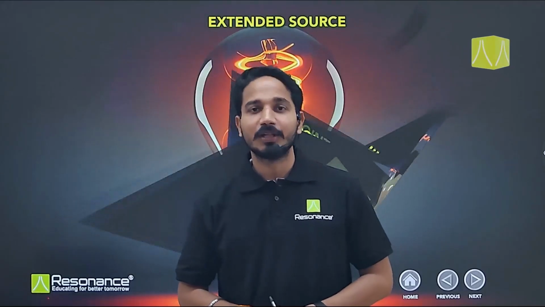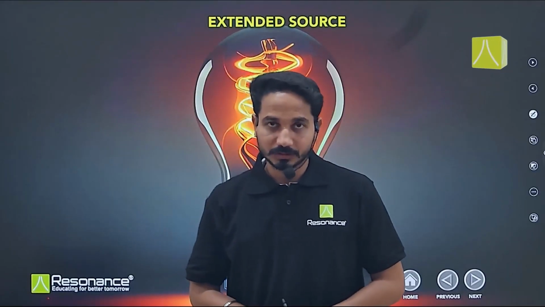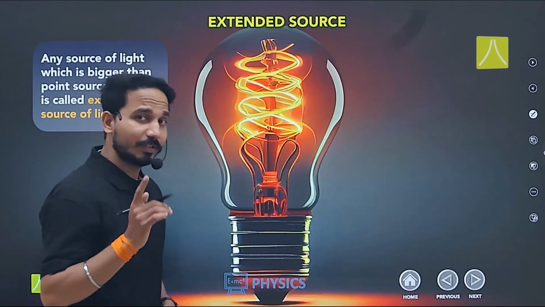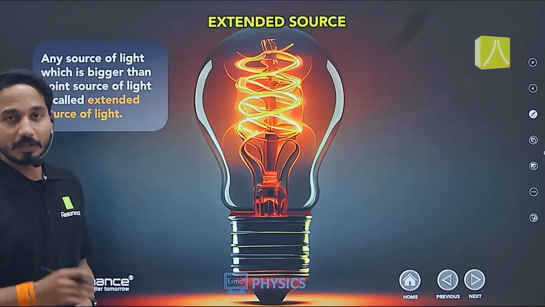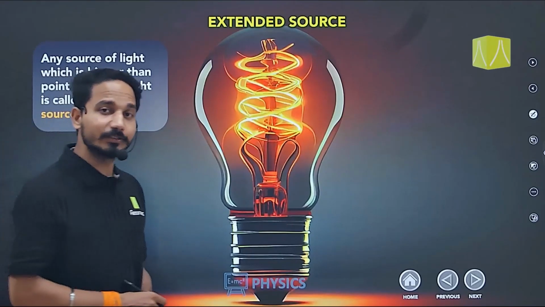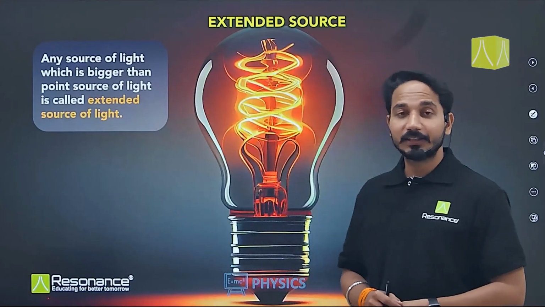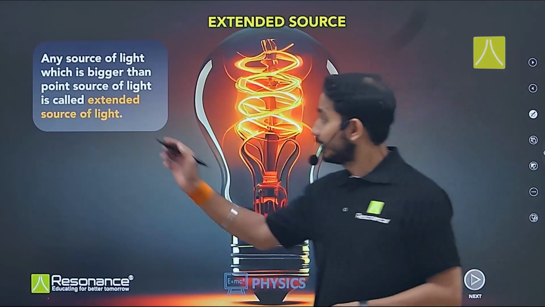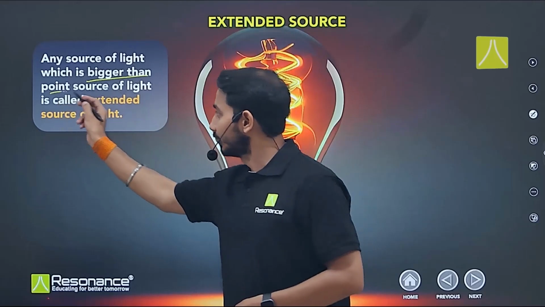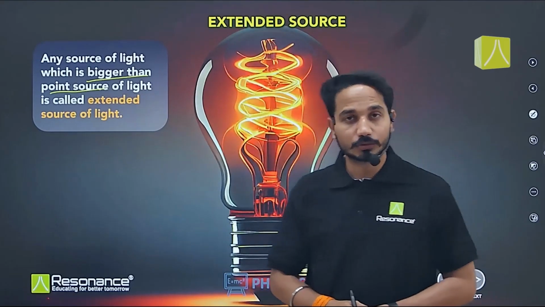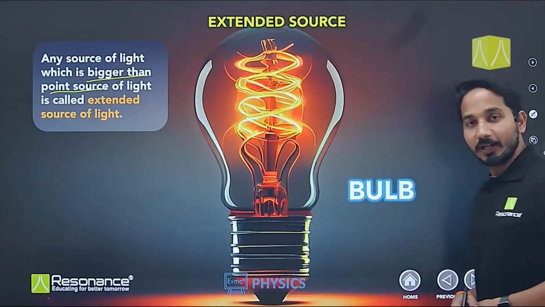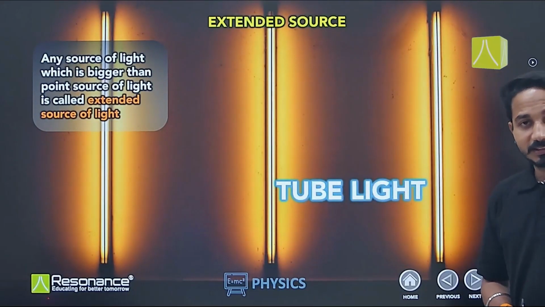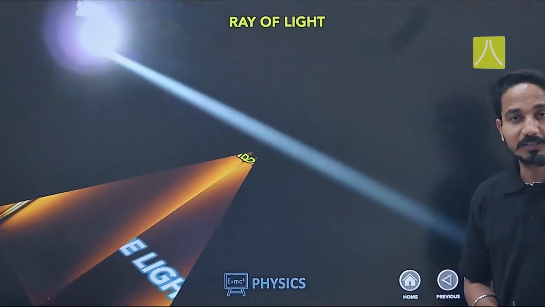So what is an extended source? The other point is the extended source. In our room the bulb and tube lights are available. They are extended sources of light. We can define an extended source as any source of light which is bigger than a point source of light. Examples: bulb, candle, tube lights. These are extended sources of light, right?